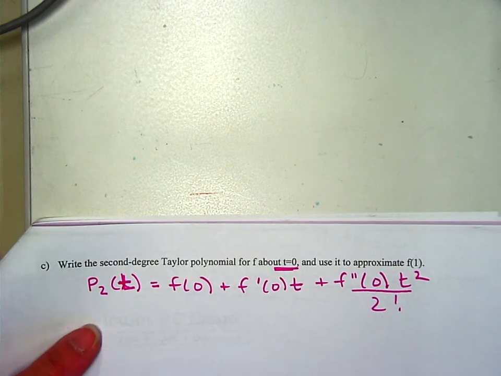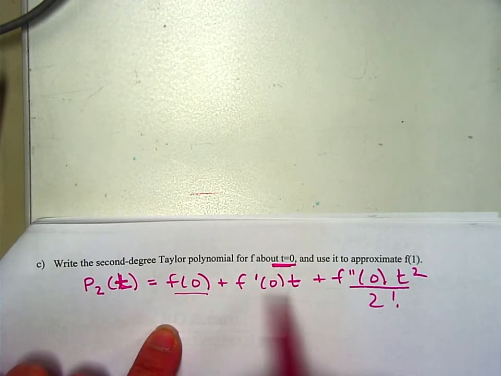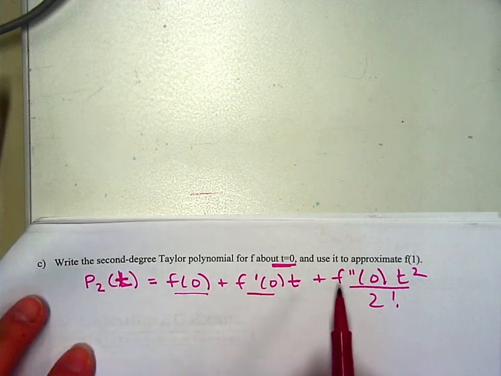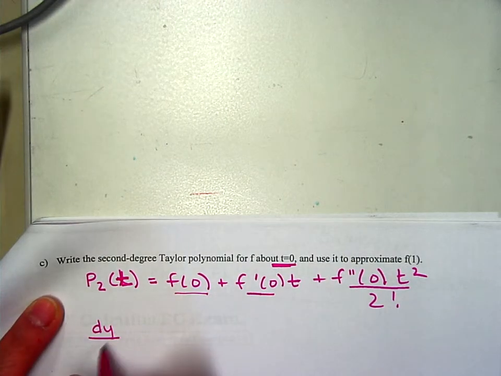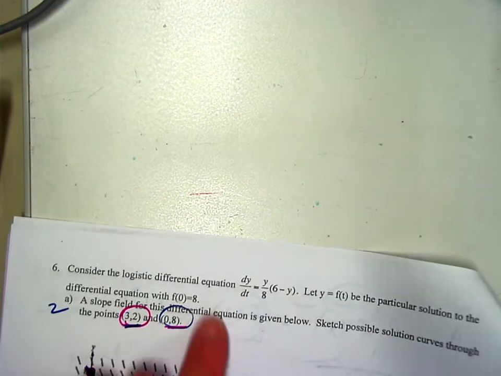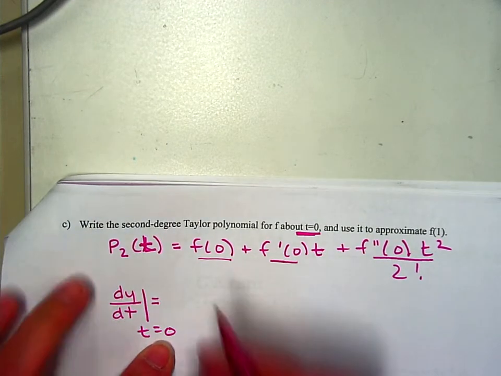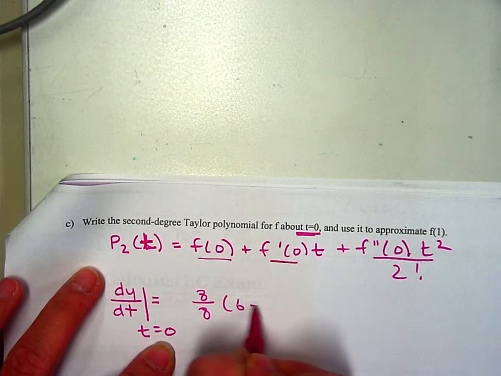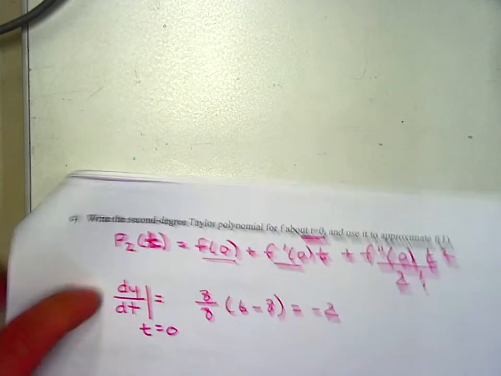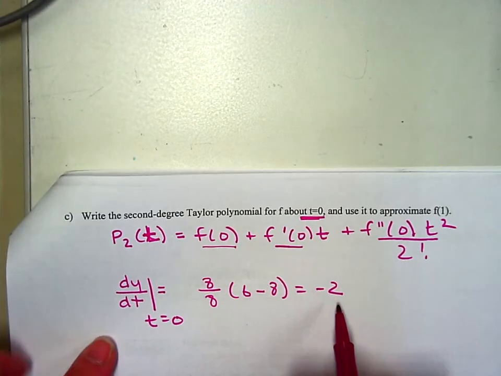Okay, let's figure out what pieces that we have. First of all, f of 0 is given as 8. I've got to figure out f prime of 0 and the second derivative. Your first derivative, they give you the formula, dy/dt, and I want to know what happens at t equals 0. So I'm going to plug in the value here. And I know at t equals 0, the corresponding y is 8. So I'm going to plug in 8 for y. So 6 minus 8 is -2. And if you notice, we already figured that out from Euler's method here as well. So there's my first derivative that I'm going to use.